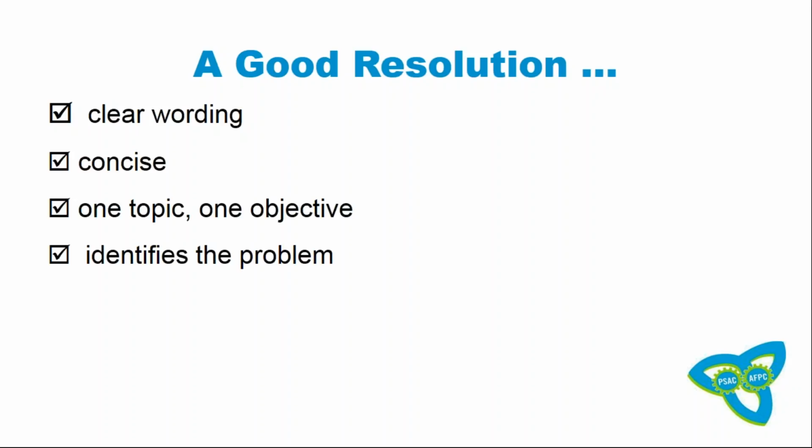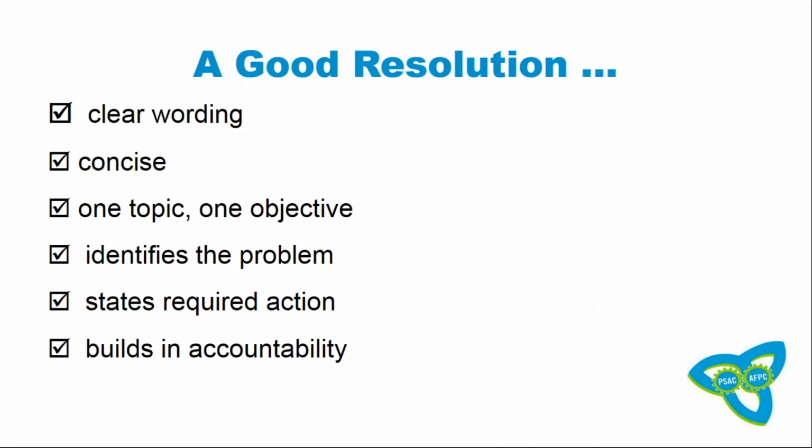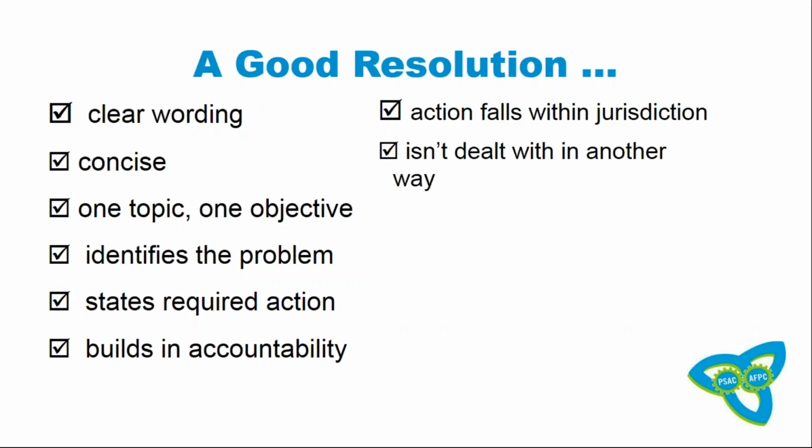It clearly identifies a problem. It specifically outlines the required action. It builds accountability. That is, it lists deadlines, who will be responsible for implementing the proposed action, and what resources will be required. It ensures that the action proposed is within the jurisdiction of the organization to implement it. So it's got to be something that we can do. It's feasible. And that it isn't something that is constitutionally dealt with in another way.